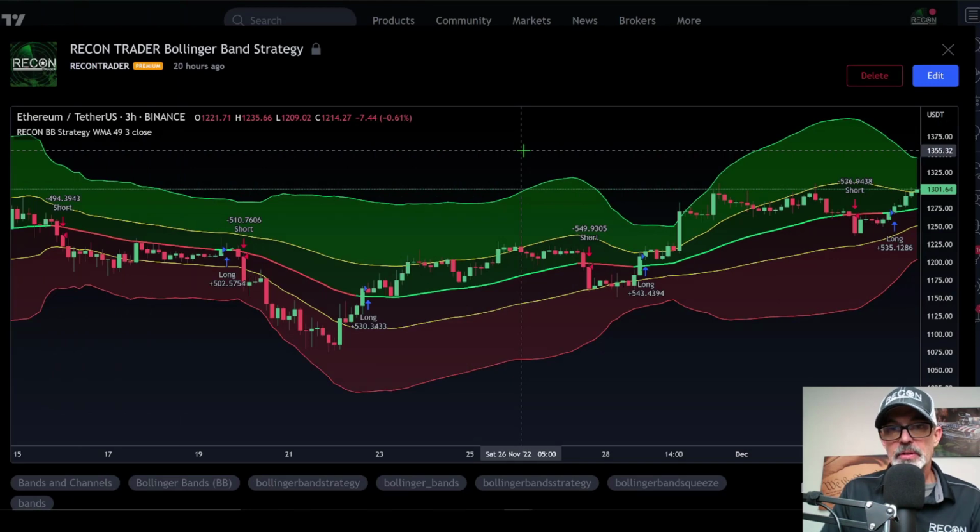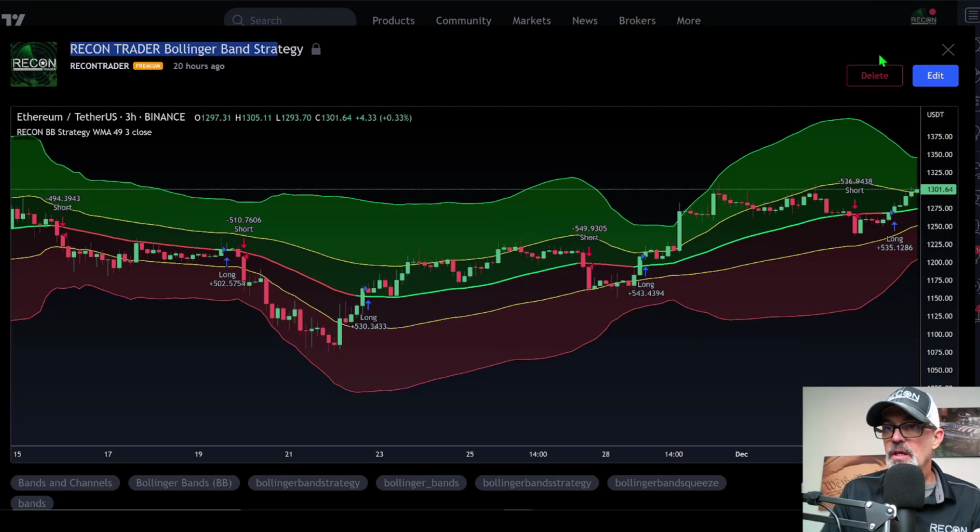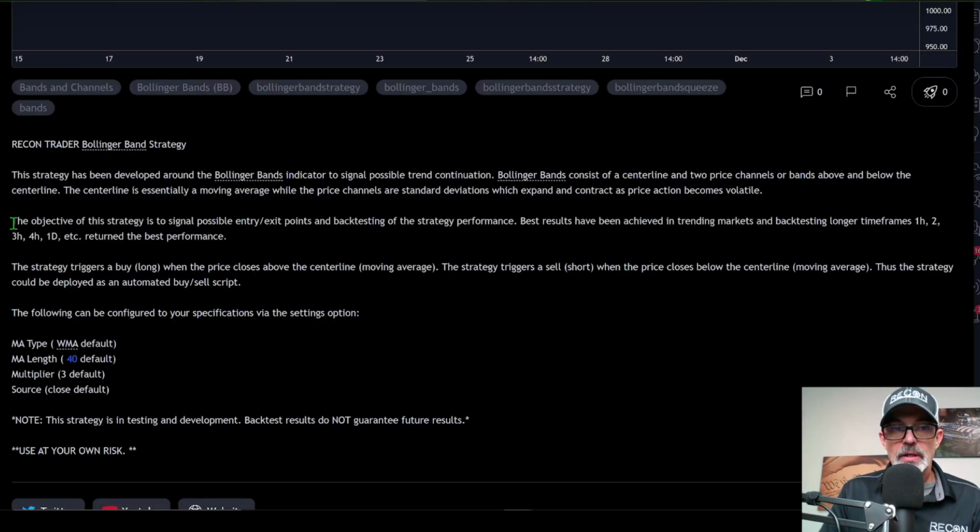Now, if I jump over here to the indicator page for this strategy, you can see it's called the Recon Trader Bollinger Band Strategy. If I scroll down, you can see the objective of this strategy is to signal possible entry, exit points, and back testing of this strategy's performance. The best results I've achieved so far, I've done a lot of testing on the 1 hour, 2 hour, 3 hour, 4 hour, and daily charts. That seems to produce the best performances or the higher time frames. This is not a scalping strategy.